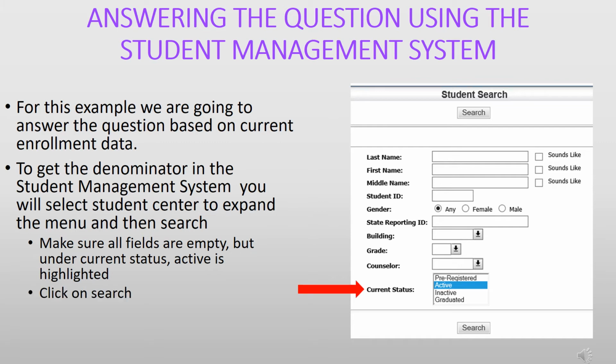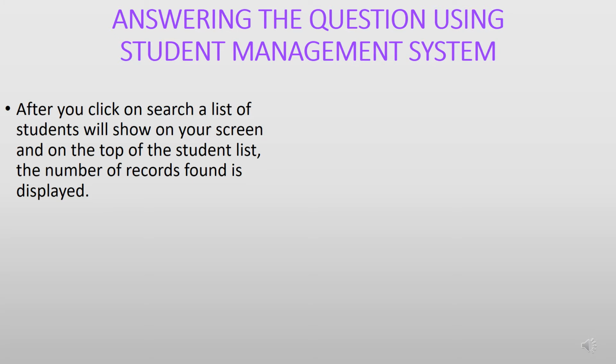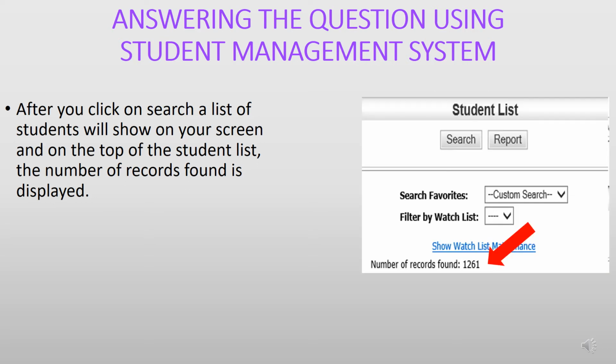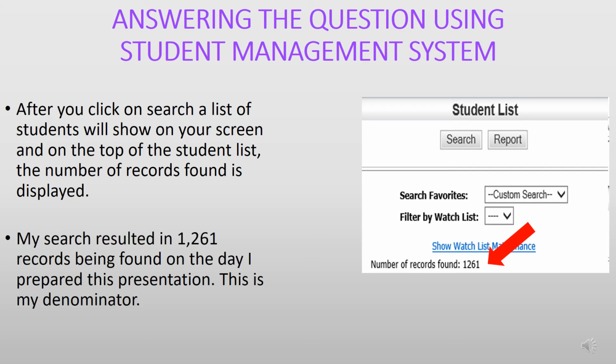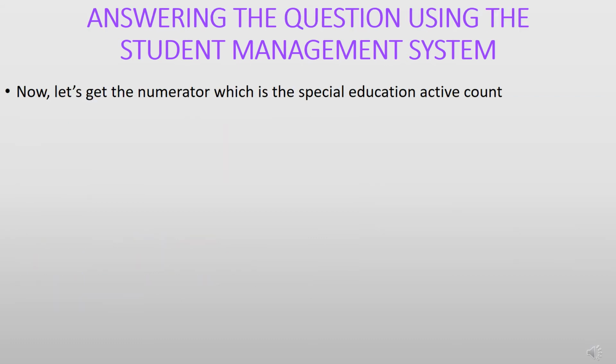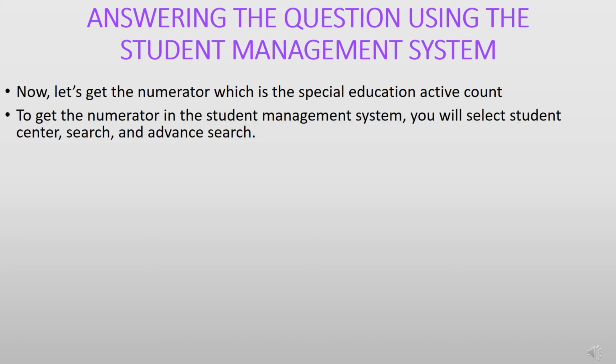Click on Search. After you click on Search, a list of students will show on your screen. And on the top of the student list, the number of records found is displayed. A screenshot of the number of records found is on the right side of the slide. My search resulted in 1,261 records being found on the day I prepared this presentation. This is my denominator. Now, let us get the numerator, which is the special education active count. To get the numerator in the student management system, you will select Student Center, Search, and Advanced Search.